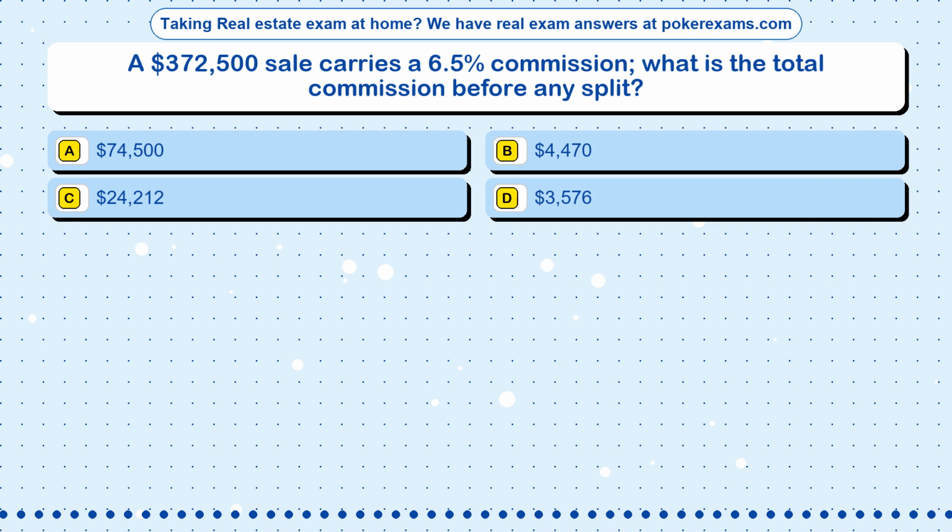Question 27. A $372,500 sale carries a 6.5% commission. What is the total commission before any split? Option A, $74,500. Option B, $4,470. Option C, $24,212. Option D, $3,576.